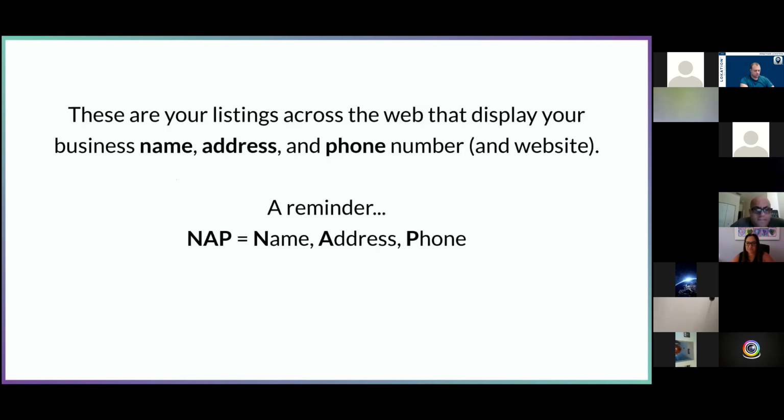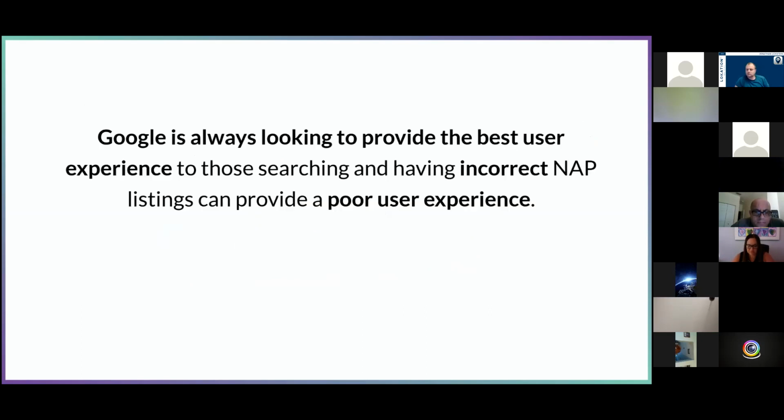What these are is your listings that are spread out across the web. It's your name, address, phone number, and if you have a website, your website as well. So just remember that NAP is name, address, phone. This is why I mentioned during the Google My Business optimization that we want to have these as accurate as possible within that setup, because you're going to see that it gets spread out across the web, and we need to have consistency there.